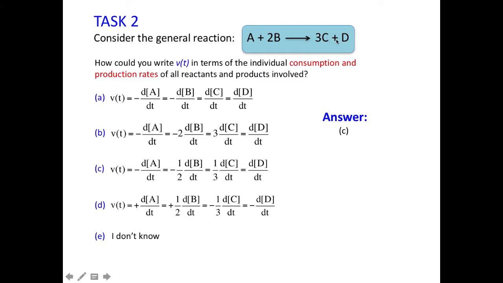So for products, we should have a positive sign before the production rates. We don't need to show the positive sign. And at the denominator here and here, we would show the stoichiometric coefficients 3 and 1. So you can see here 3 and 1. And this expression also shows the relation between consumption rates and production rates of different species in this reaction.